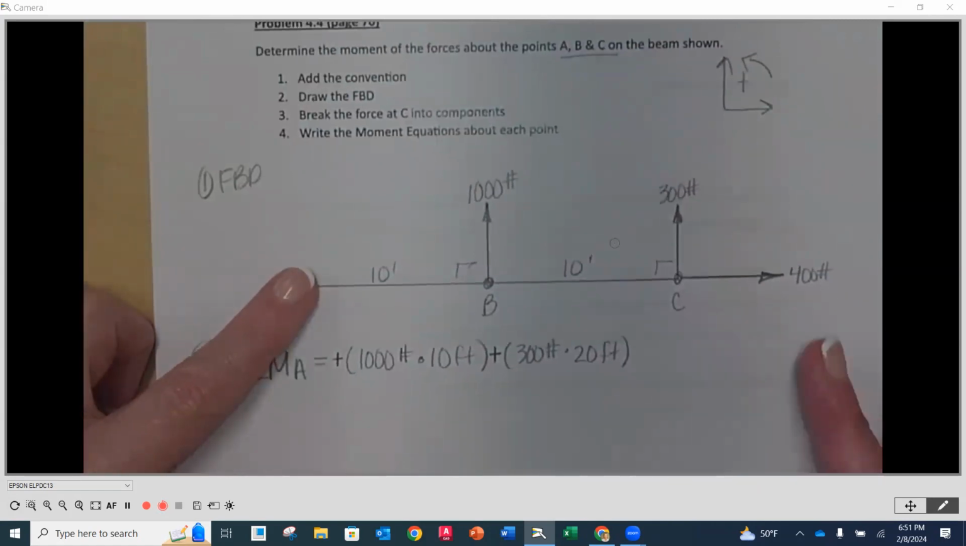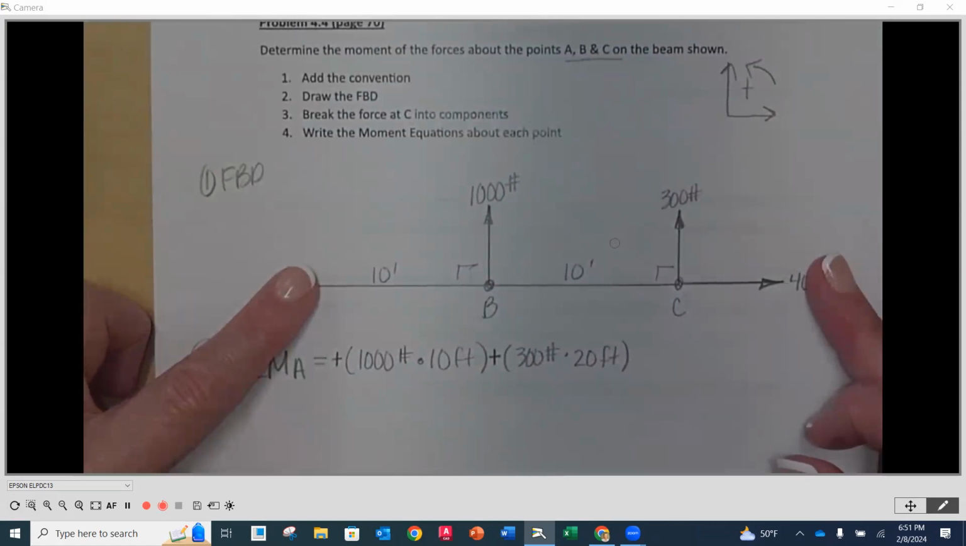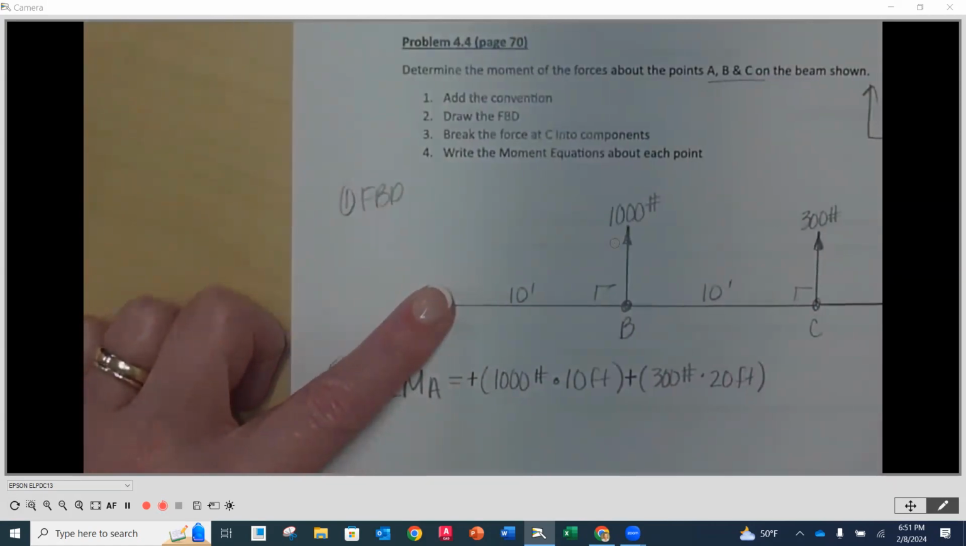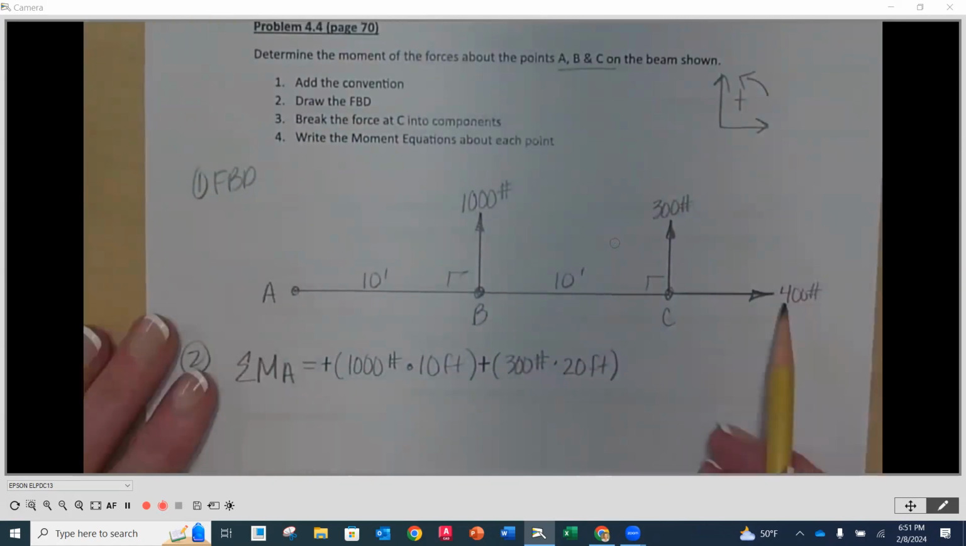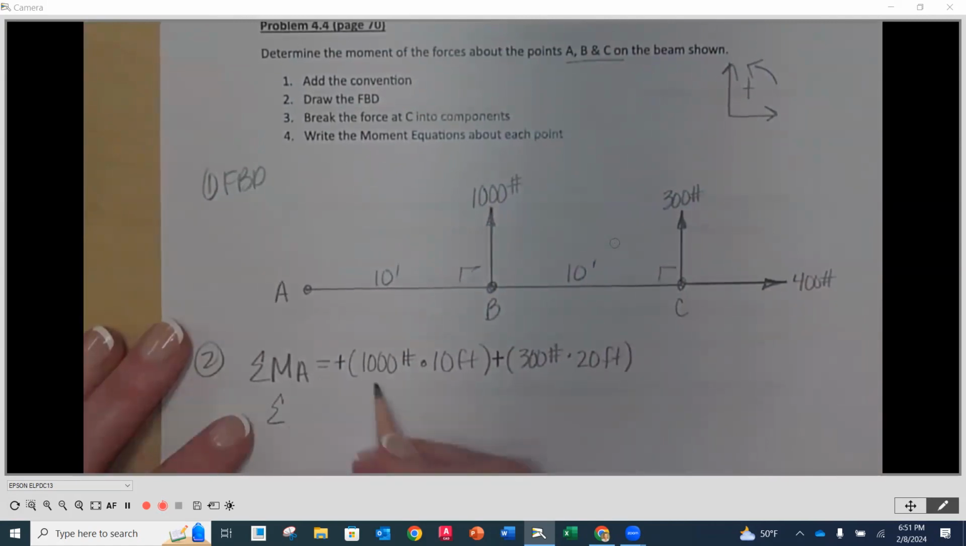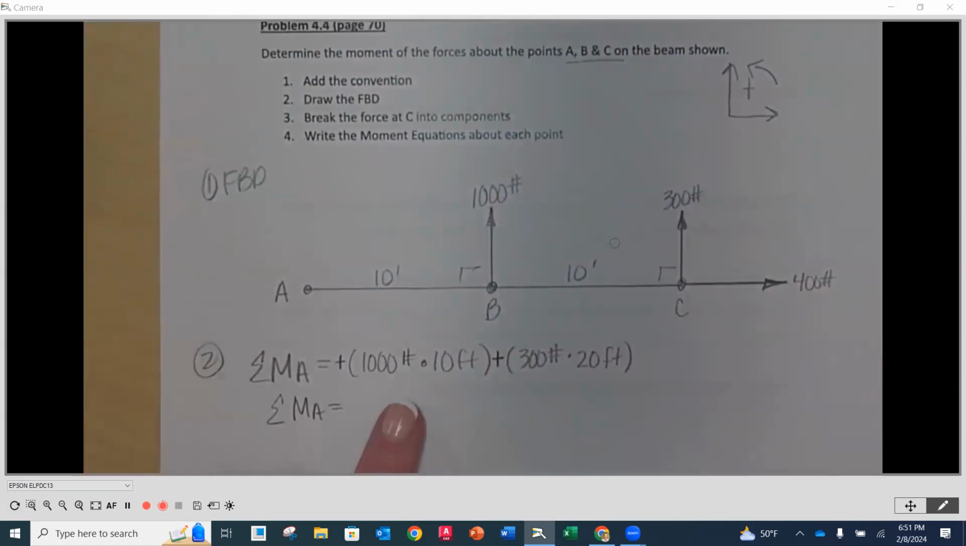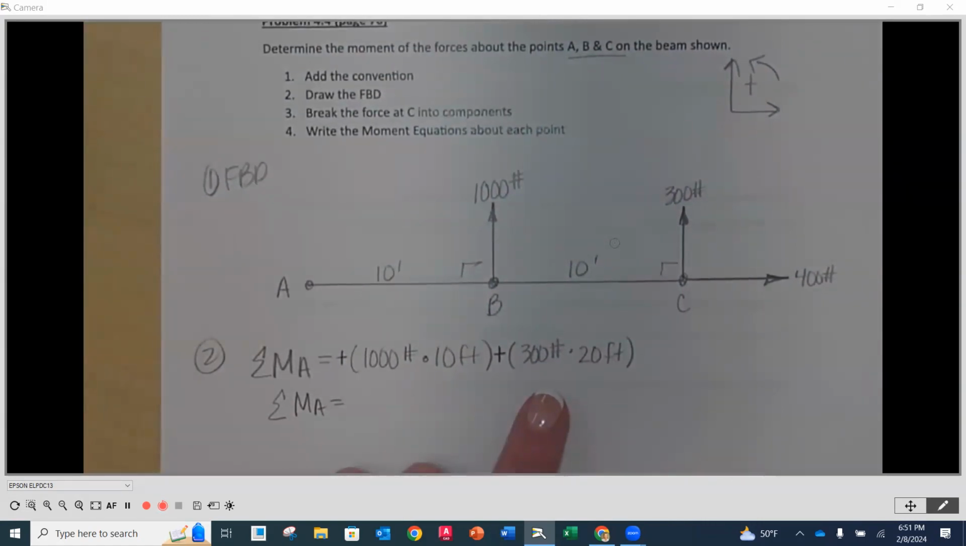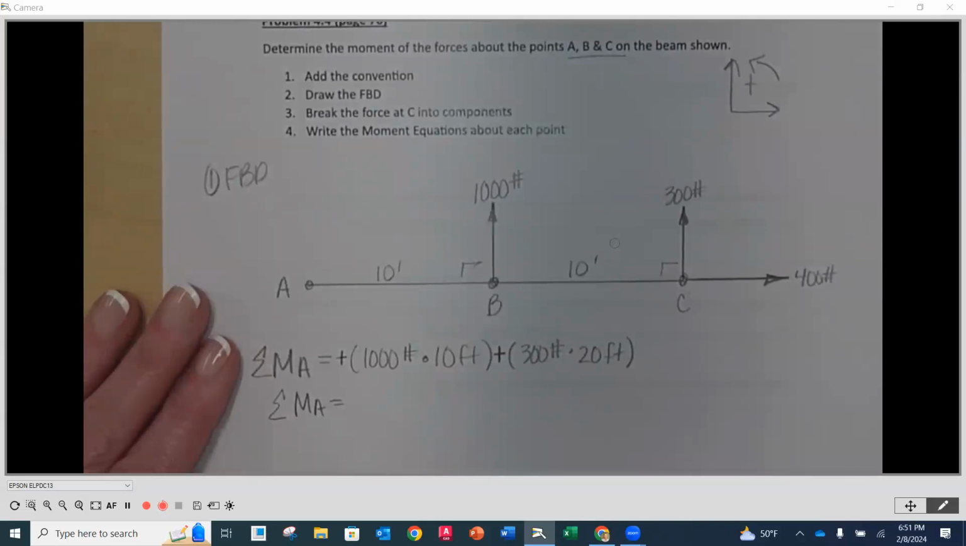Put my finger on A, I've got one more force, 400 pounds. It is not going to rotate. It's going to pull on the point. We don't include it. If we pull back along its line of action, it goes right through the point. So we're just going to multiply and then add and subtract. Moment around A looks like 10,000 plus 6,000. Is that 16,000? And our units are pounds times feet.